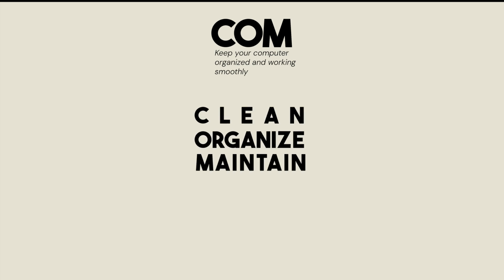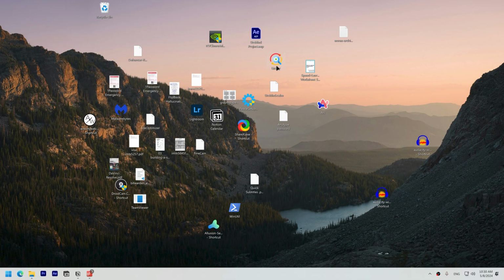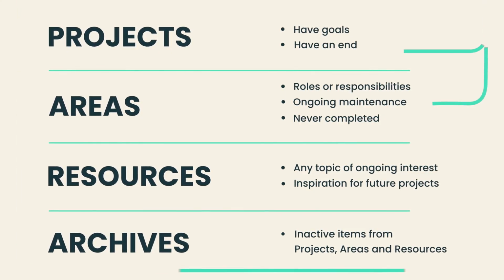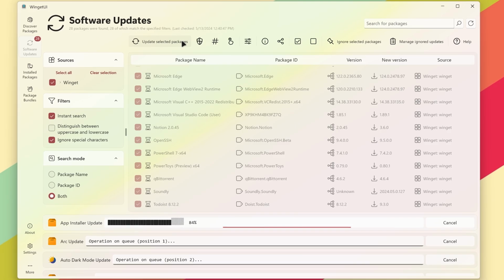The COM system comprises three key steps: clean, organize, and maintain. First, we'll clear out the junk cluttering your system, then we'll organize those chaotic files. Finally, I'll show you how to keep things running smoothly with some easy maintenance.